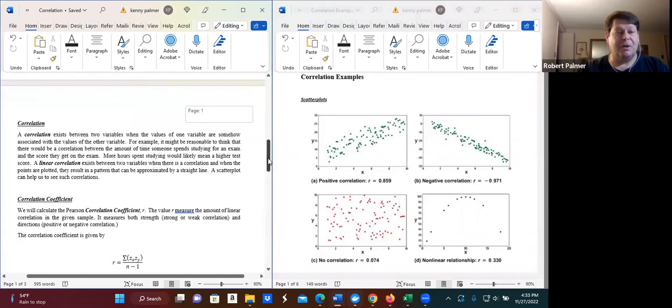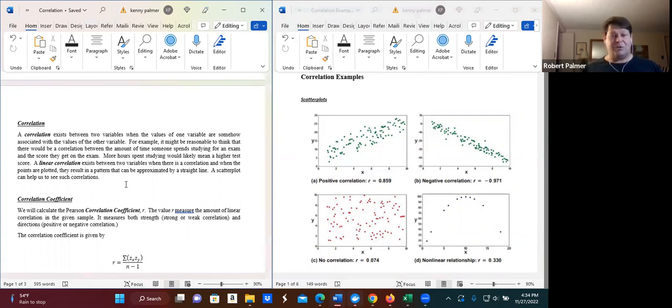Let's talk about a correlation. A correlation exists between two variables when the values of one variable are somehow associated with the values of another variable. That's a pretty vague definition, but basically we're looking for some kind of relationship, to see if there's some kind of trend between the two. I'll just read the rest of this. It says, for example, it might be reasonable to think that there would be a correlation between the amount of time someone spends studying for an exam and the score they get on the exam. That's what most of us would expect. We expect what's called a positive relationship. The more time you spend studying, the better score you should get, most likely. More hours spent studying would likely result in a higher test score.